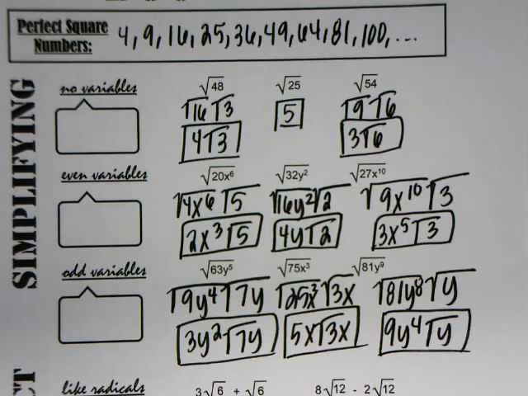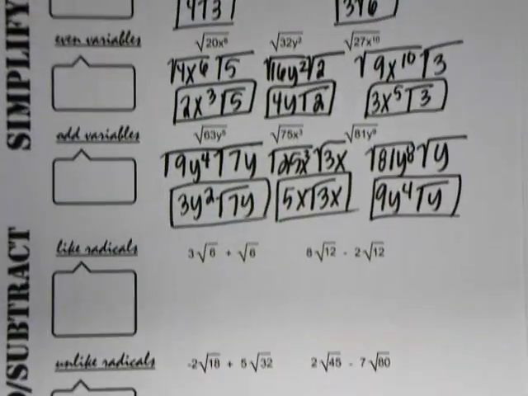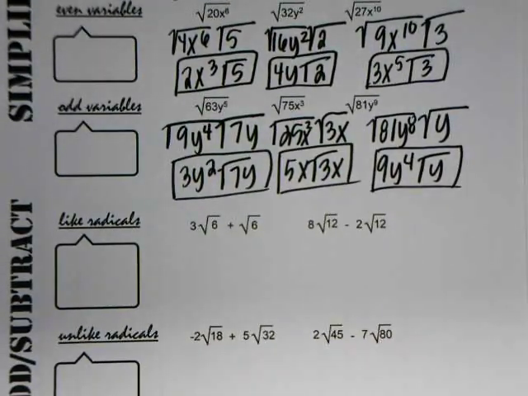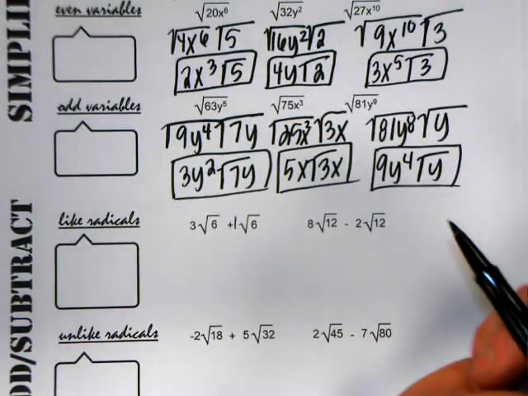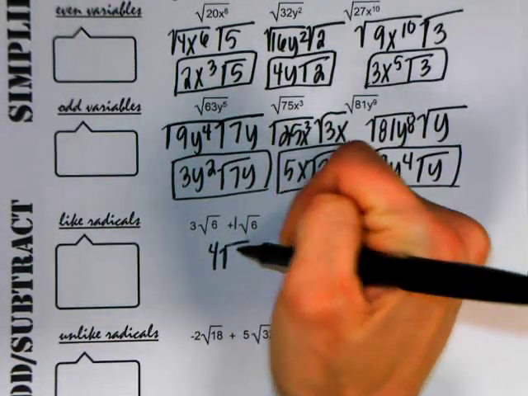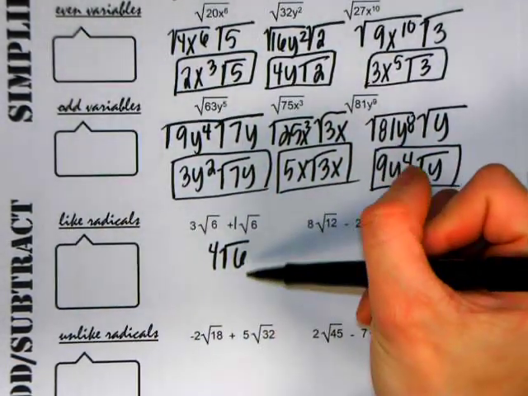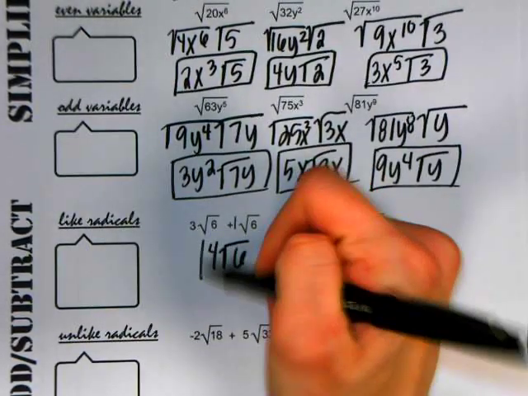All right, now adding and subtracting. So if you have like radicals, you're always going to add them together first or subtract them and then simplify. So this is 3 radical 6 plus 1 radical 6. So that's going to be 4 radical 6. Check the 6, see if you can break that down. You can't, so that is done.